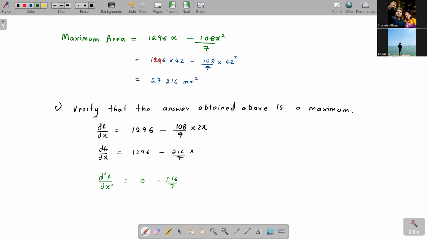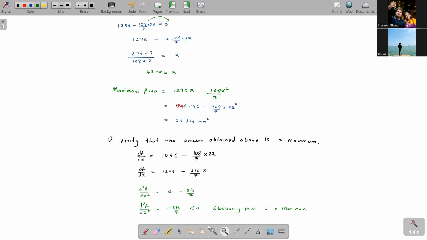We don't even need to substitute the x value, because directly you can see for d squared A by dx squared, I get a negative answer. If you have a negative answer, it means the stationary point is a maximum. Definitely the point that you obtained above is a maximum. This is how you verify.